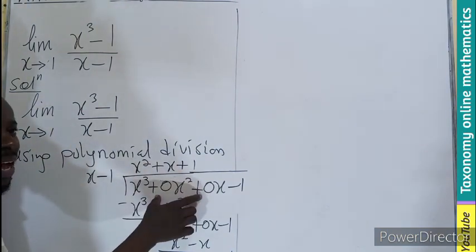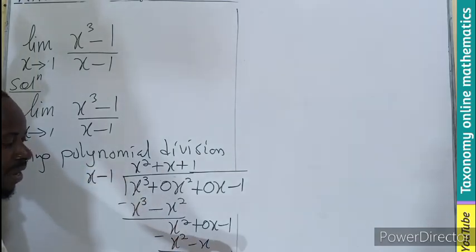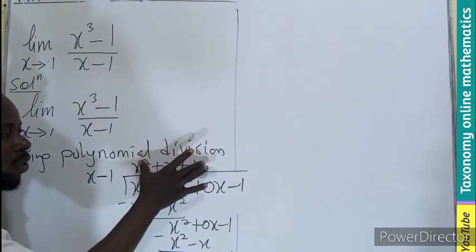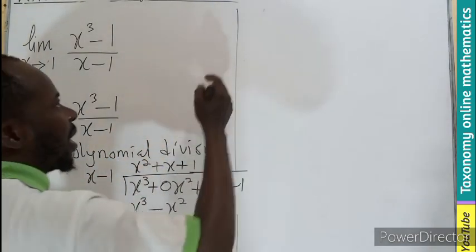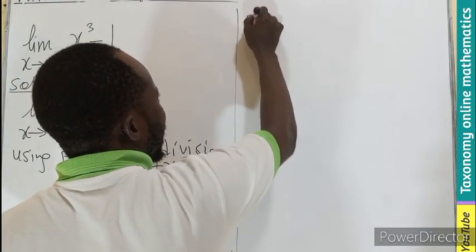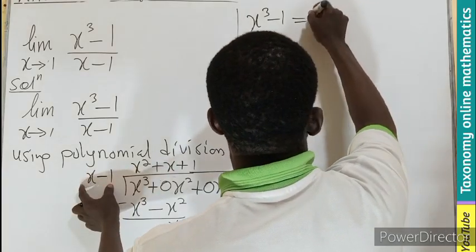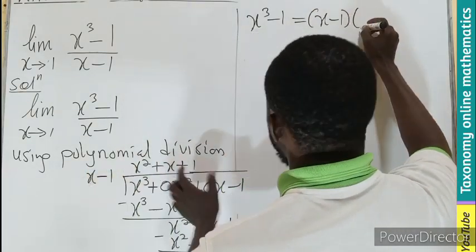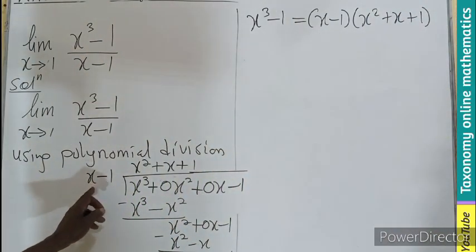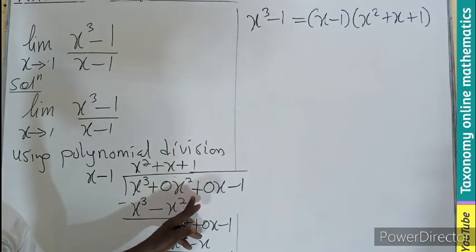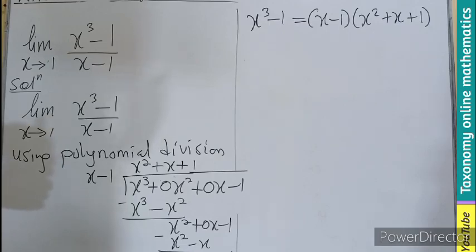Meaning, if I have a dividend divided by a divisor, it means that if there is no remainder, the divisor and the quotient, if I multiply, I still get the dividend. So from here, we can say that our dividend, which is x to the power 3 minus 1, is nothing but the divisor times the quotient. If I multiply the divisor and the quotient together, it gives me the dividend. So that is what we are having. So in place of the numerator, I'll be having that multiplication.